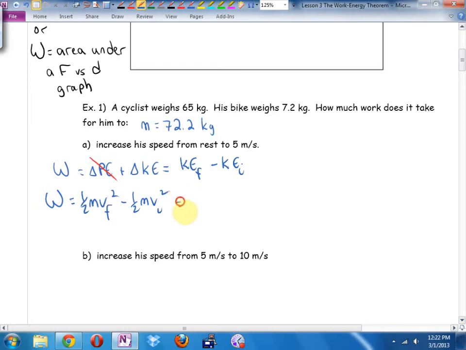Let's see. It's going to be 0.5. Oh, you know what else I noticed, by the way? I can cross out one of these completely. What's my initial velocity? It says from rest, yes? So I could do that, I guess. I didn't notice that until just now. I wasn't looking at my numbers carefully. It's going to be 0.5 times 72.2 times 5 squared.